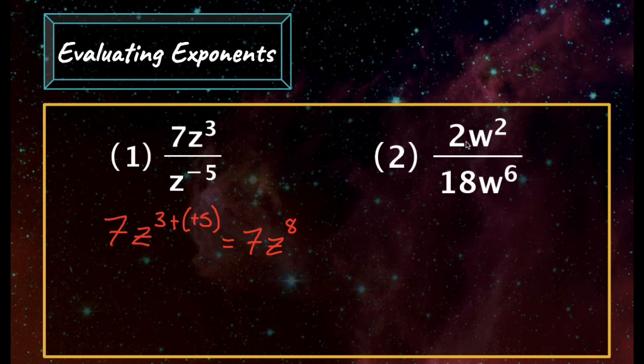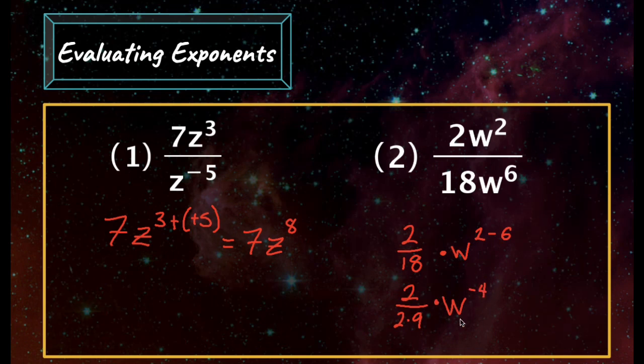Number 2 asks 2w squared divided by 18w to the power of 6. This is something similar to the previous question because we're dividing the same base, so we need to subtract those exponents. For w, we're going to have w to the power of 2 minus 6. And we're going to multiply this by 2 over 18. To simplify 2 over 18, we need to recognize that 18 is 2 times 9. And w will be raised to the power of 2 minus 6, which will be negative 4.